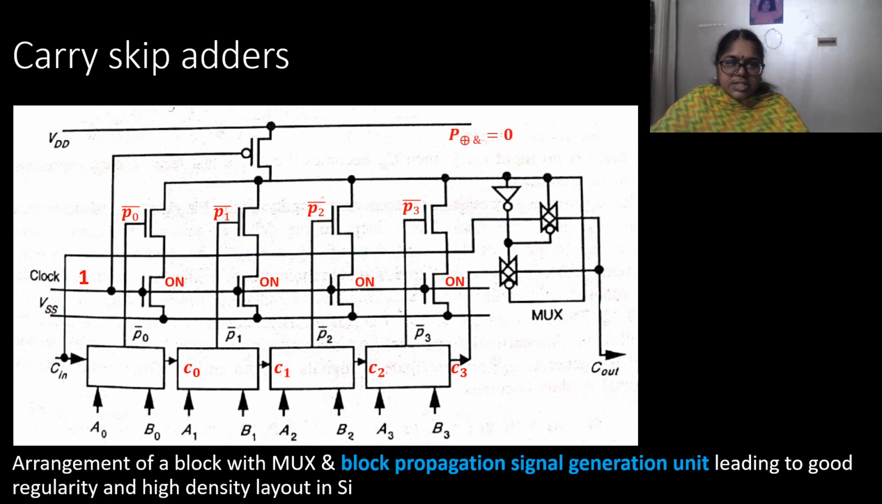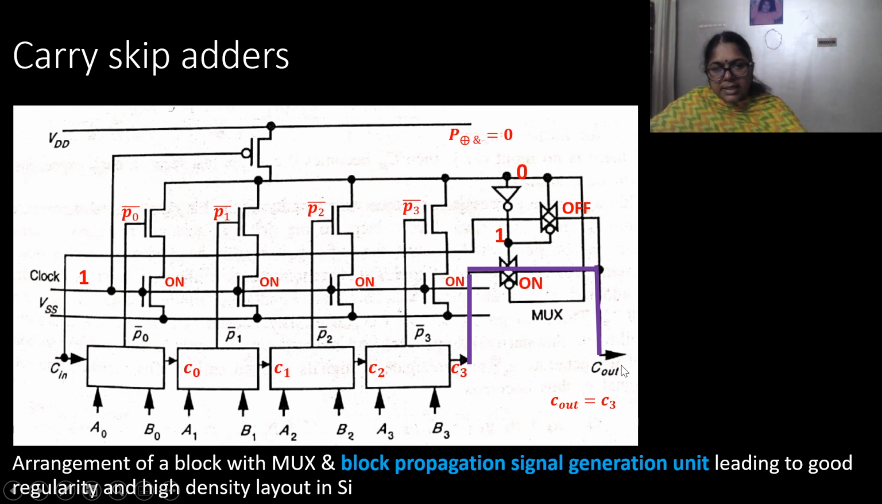Now if block propagation signal was 0, that means out of P0, P1, P2, P3, any one or more than one propagate signals are 0, then the block propagation signal would be 0. Now when block propagation signal is equal to 0, then output of NOT gate is 1. Thus the first transmission gate here is off and the second transmission gate is on. Now you can see that the second transmission gate input is C3, which is the carry out of the fourth block of this adder cells. So C3 will be passed to the output.